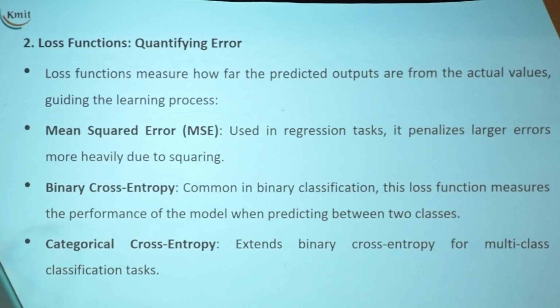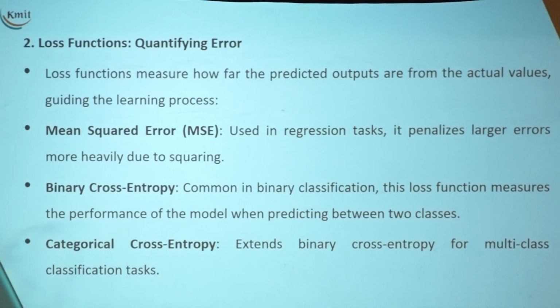And then we have focused on three important loss functions. What are they? Mean square error, binary cross entropy, categorical cross entropy. When do we use mean square error? For regression tasks. When do we use binary cross entropy? When the output has only two different possibilities: yes or no, true or false.